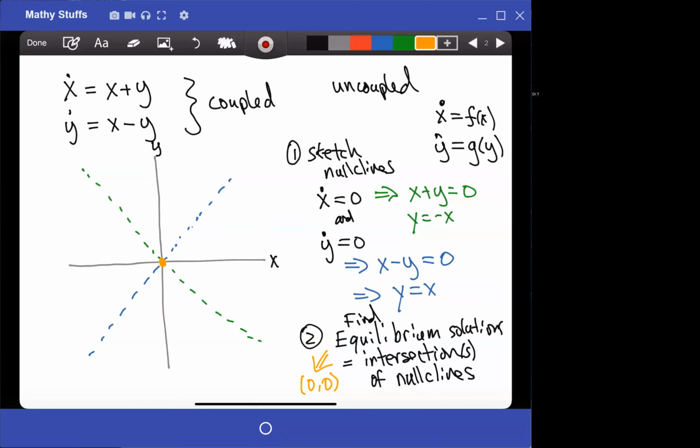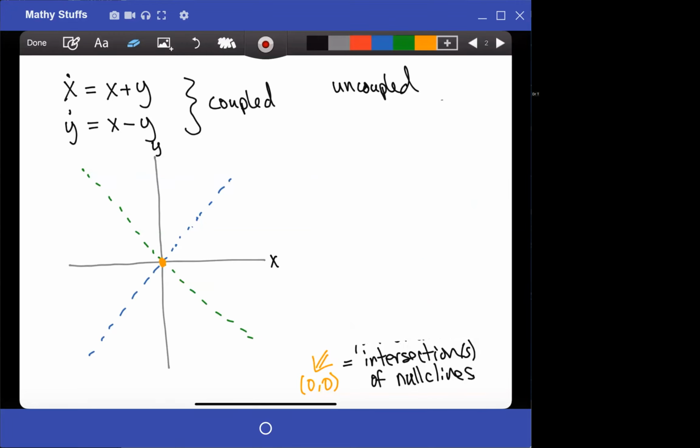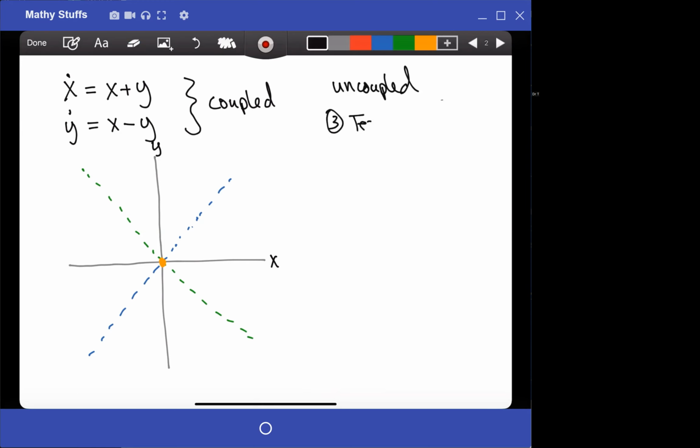And I'm going to stick on this page, and you can stop this video if you need to check out what's there, because I want to just keep my graph. I don't want to have to remake that graph every time. So step 3 is going to be to test the sign of x dot and y dot in the regions between nullclines.